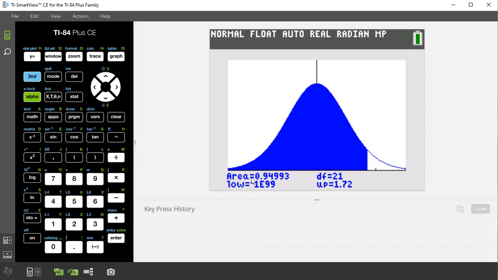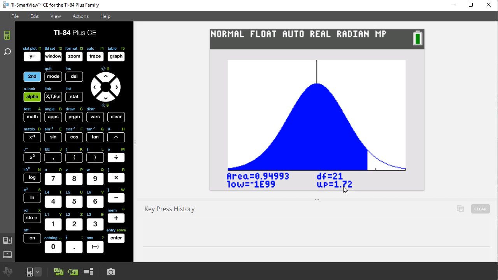Now, pictured here, you see that we could find the area to the left of our t-score, which would have to be the alpha over 2. So this is 0.05. But see how it says 0.9499? That's the 95% that would account for the left side of this. And then you see that the degrees of freedom is 21. And of course, what is the t-score? The t-score in this case is 1.72.